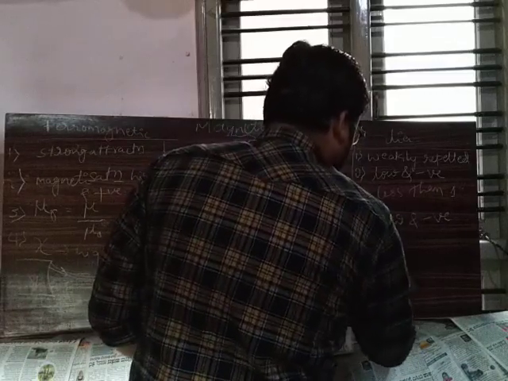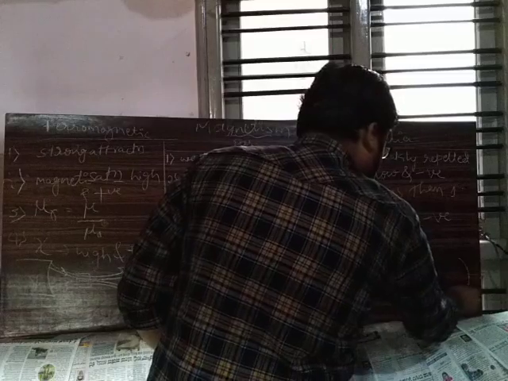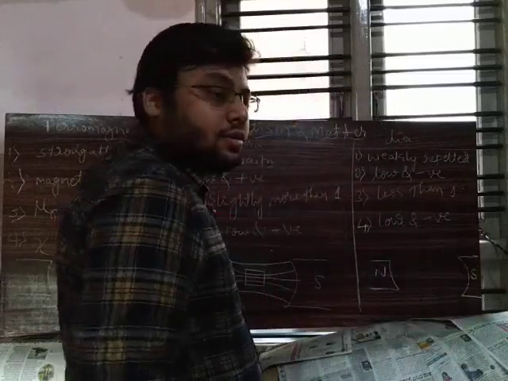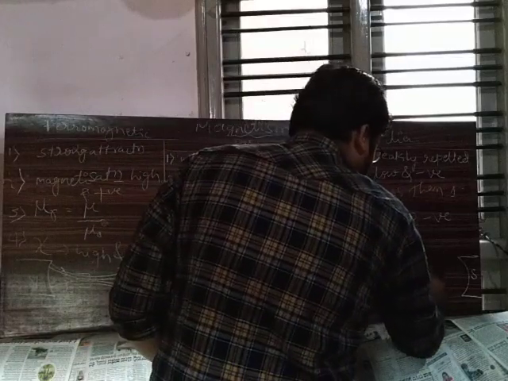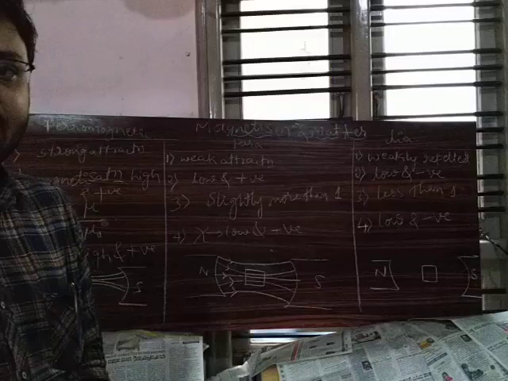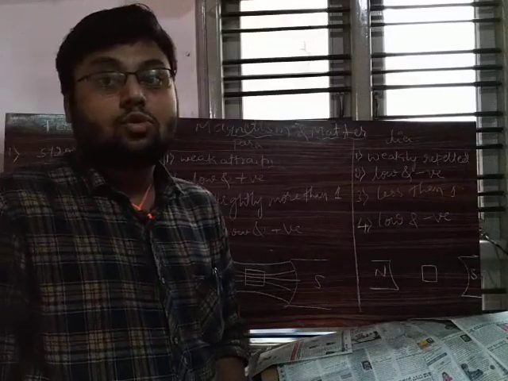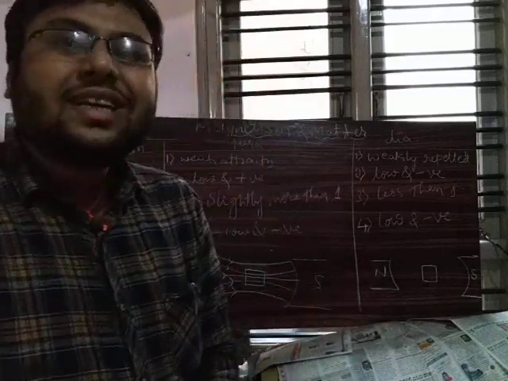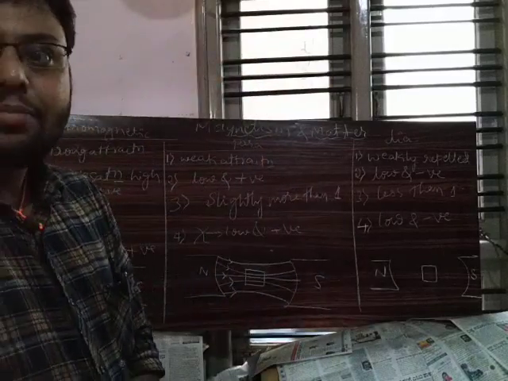in case of diamagnetic material, so here in a magnetic field I have kept a diamagnetic material. So here most of the field lines prefer to pass through the free space rather than the diamagnetic material.